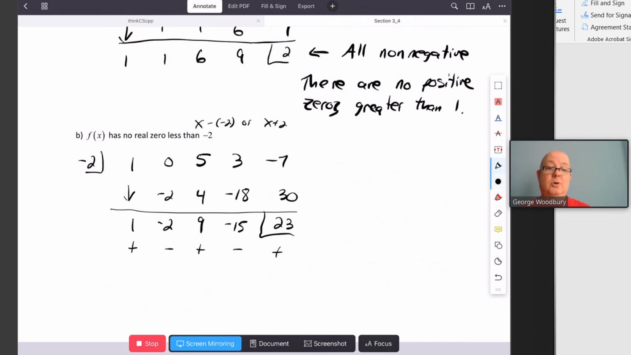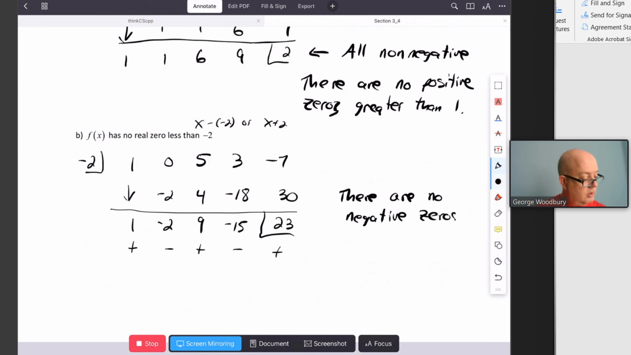By the way, if the 9 had been a 0, they still would alternate signs. It goes from being negative at negative 2 to not being negative at 0 to being negative at negative 15. So that would work as well. This tells us there are no negative zeros less than negative 2. So we would check other negative solutions between negative 2 and 0, but we know we don't have to check beyond negative 2. And we know negative 2 is not a 0 because the remainder was non-zero as well.